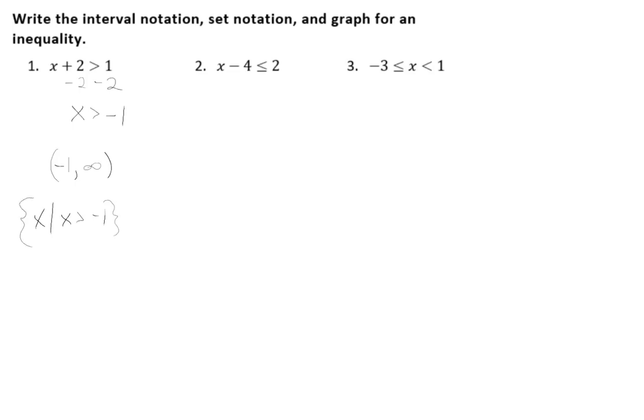And then for our graph, start by drawing a number line. Here's 0, here's 1, here's -1. And I would say starting at -1 and going that way is what my graph would look like.